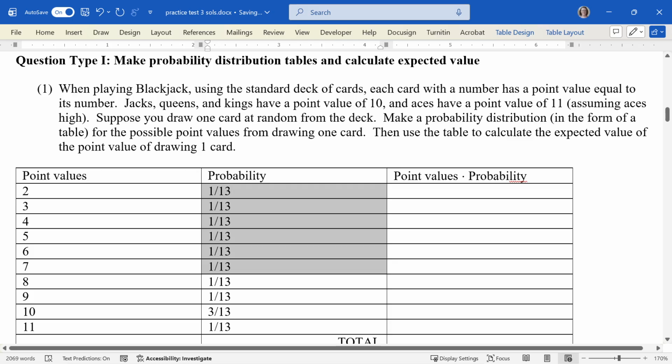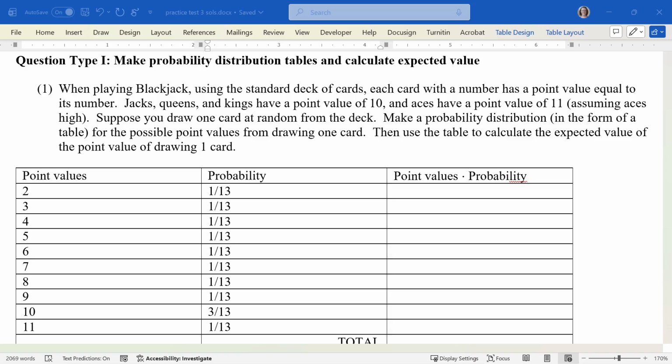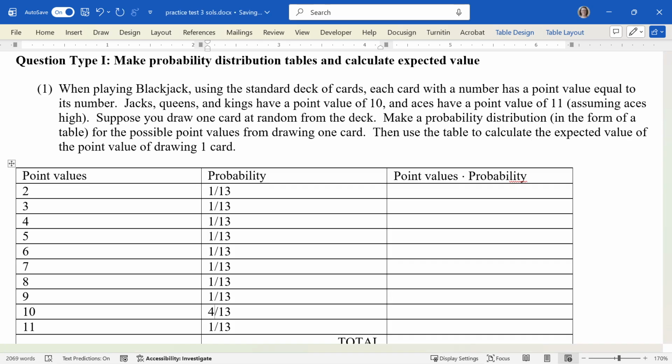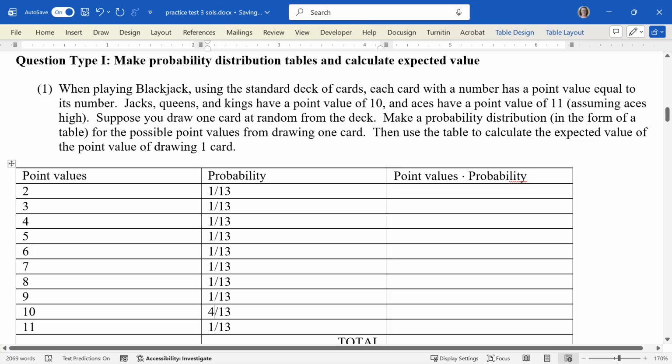Okay, so if we add these all up, it should come to 1. So let's see, 1, 2, 3, 4, 5, 6, 7, 8, and then plus 3 is 11, and then, wait a minute, did I miss something here? Oh, right, I forgot that 10s are actually also a number. 9 is not the highest number. We have 10s as a card. So this should actually be 4. So both 10s and jacks, queens, and kings all have 10 points. Okay, good thing I added that up to see if it equaled 1 or not.